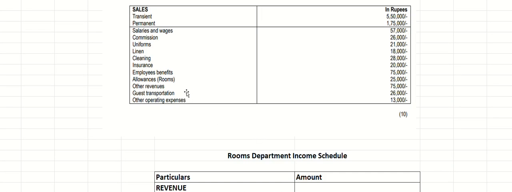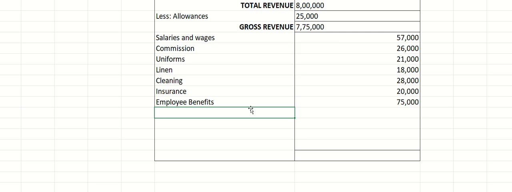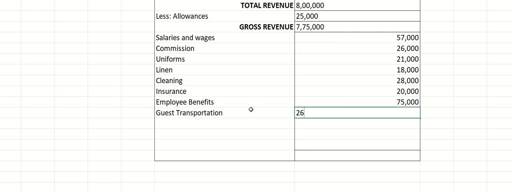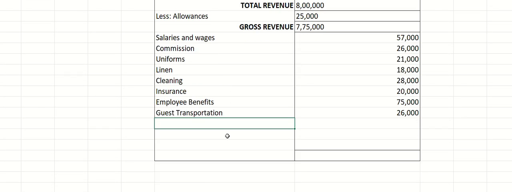After that, we have allowances. We have to consider that at the beginning. Other revenue, we have taken that. Guest transportation, we spent 26,000 rupees. Then we have other operating expenses here.